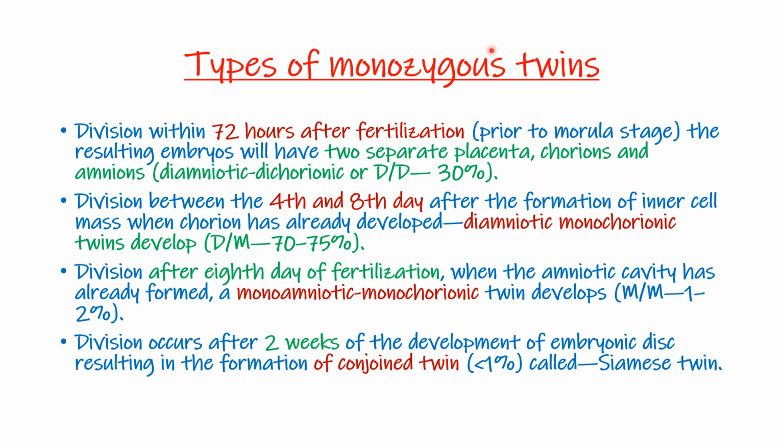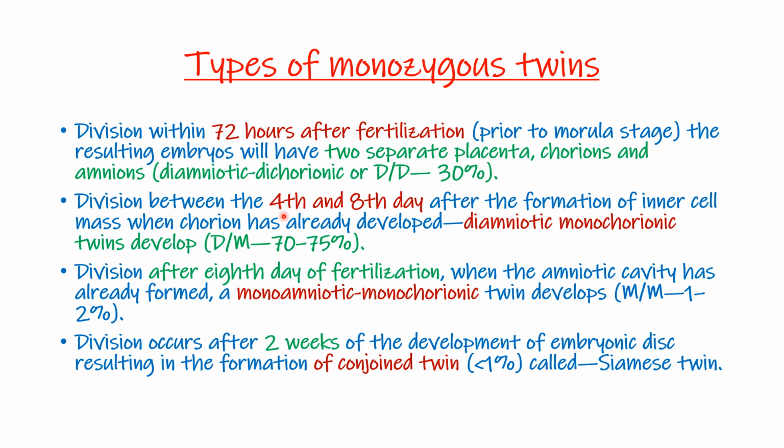So types of monozygotic twins, we have four types of them. The division occurs between 1 to 3 days, that is 0 to 72 hours after fertilization, prior to the morula stage. The resulting embryo will have two placentas, two chorions and two amnions. So we will call that diamniotic dichorionic, that is DD, and the incidence of this is 30%.